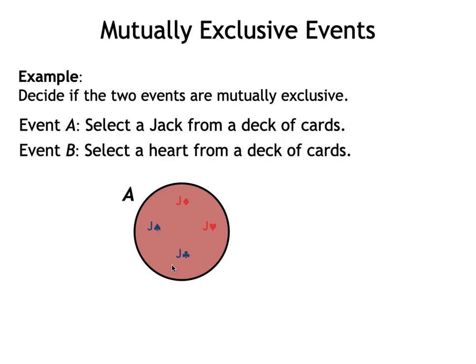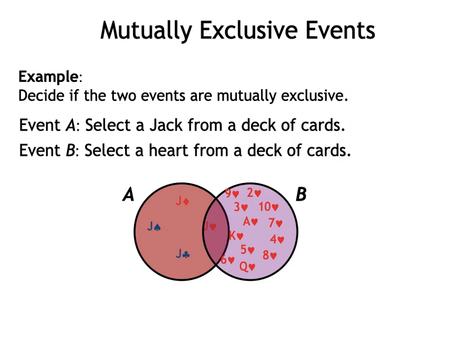So recalling a deck of playing cards, we have numbered cards from 2 to 10. We have ace, then we also have jack, queen, and king. And for each of those cards, we have a card which is a diamond, a heart, a club, or spades. So there are four of each kind. Thus, we have 4 times 13, we end up with 52 cards. So we keep that in mind. So going back to our example, event A is selecting a jack from a deck of cards. So we will have 4 of them.